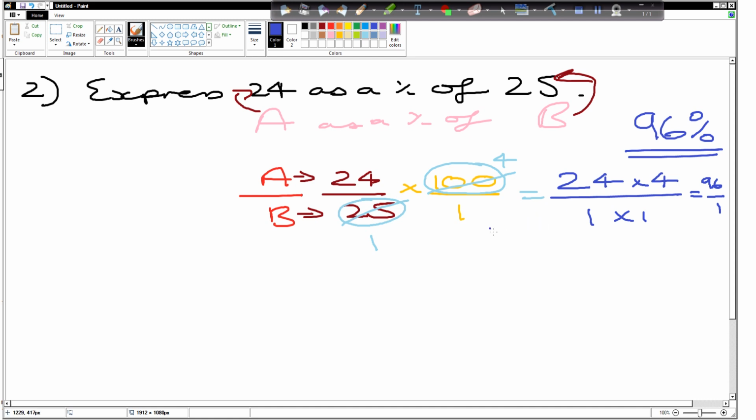Does the 1 in 96 over 1 mean nothing? No, the 1 means something. 96 over 1 means 96 divided by 1. What is the answer to 96 divided by 1? 96. There you go. So the 1 is something, we've actually used it in the calculation. It's not nothing.